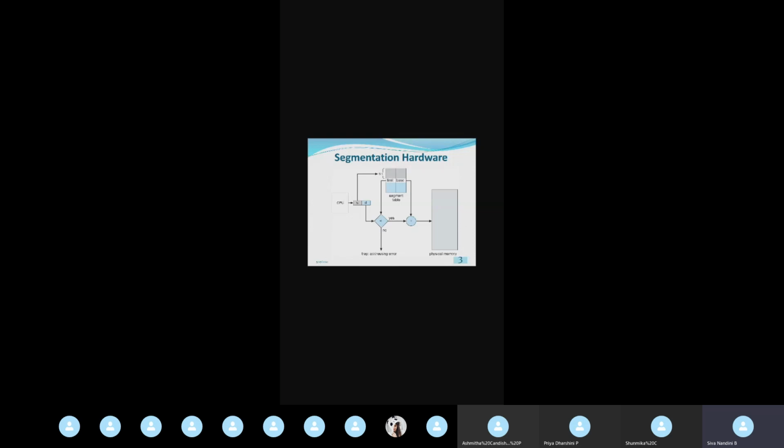For example, if the offset value is 55, then 55 will be checked with the limit register. 55 is less than 50? The condition fails. So in this case, a trap will be generated. A trap is nothing but a software interrupt. This trap indicates that there is an addressing error. We use this interrupt to denote that there is some erroneous operation. This is how in segmentation the generated logical address is converted into the physical address.